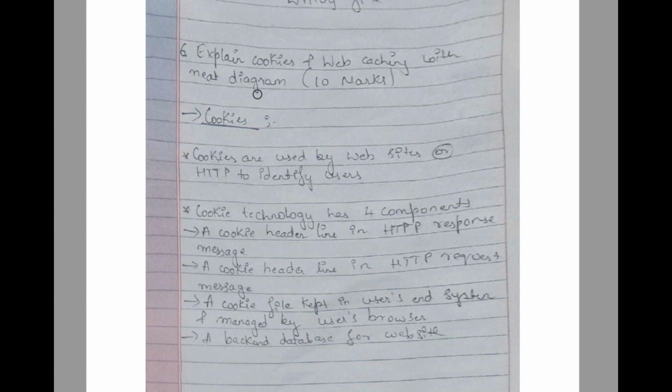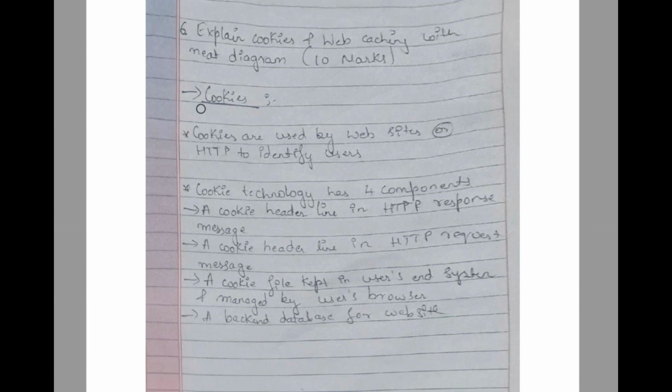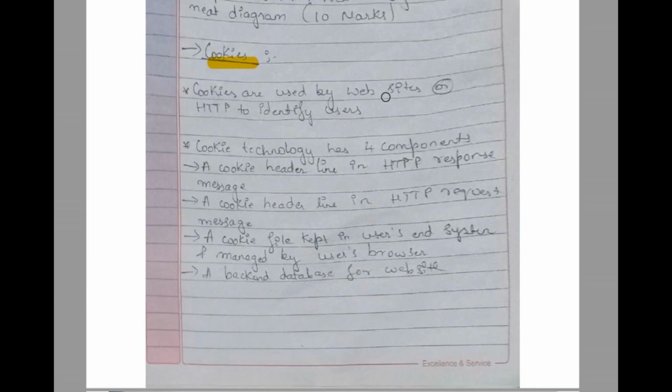Explain cookies and web caching with neat diagram. So what are cookies? Cookies are used by websites. Whenever you enter a website, they ask to accept cookies. So cookies are used by websites or HTTP to identify the users.